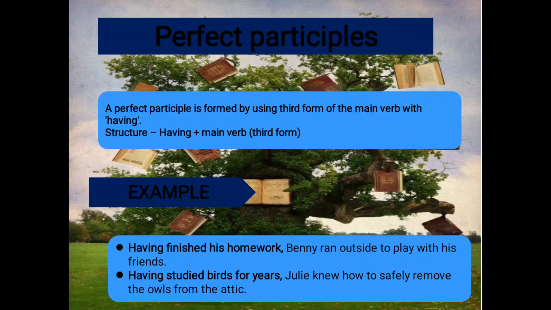Perfect participle. A perfect participle is formed by using the third form of the main verb with having. Structure: having plus main verb, which means third form.